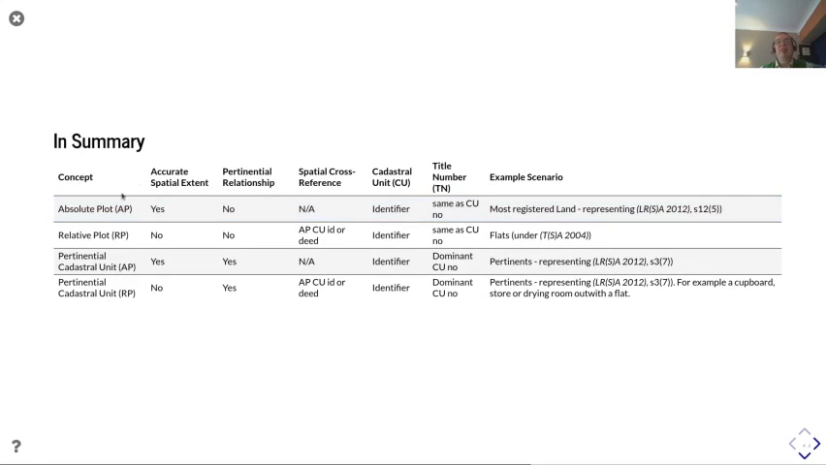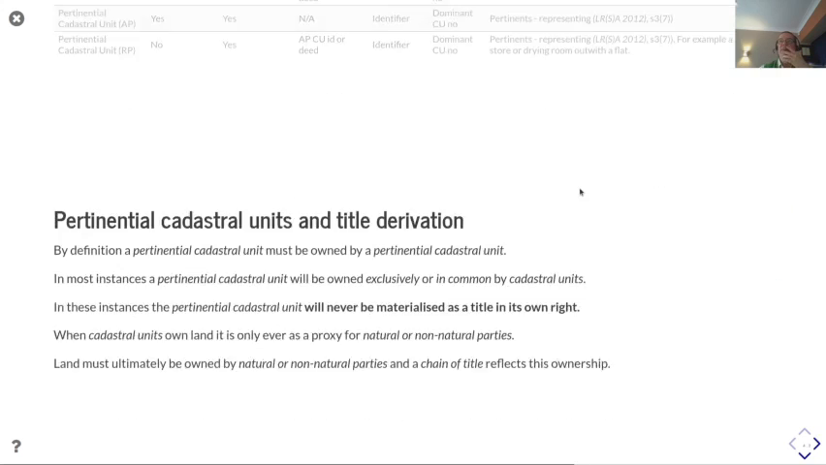So this gives us this matrix that allows us to determine how you get title numbers. You look at whether it comes from an absolute plot with an accurate spatial extent and its pertinential relationship. So we can see the types of scenarios in which you can actually undertake your title number derivation.